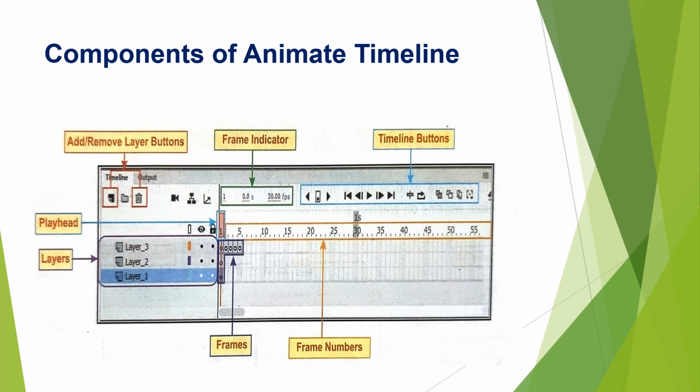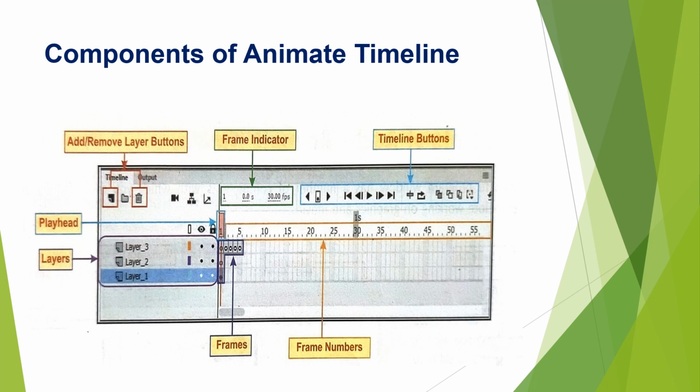Layers. Layers are used to organize the artwork in your Animate document. Add or remove layer buttons. These are the buttons for adding and deleting layers. Frames. Frames are the little rectangles on the timeline. They enable you to control what appears in the animation sequence.